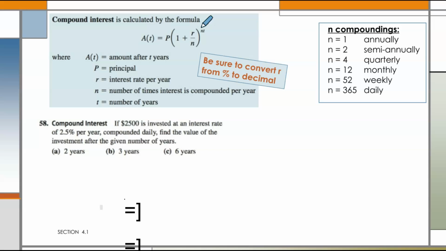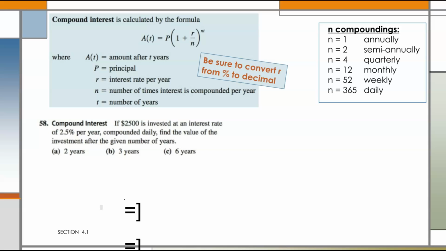Okay, so let's look at our first example. For our first example, we have, if $2,500 is invested at an interest rate of 2.5% per year, compounded daily, find the value of the investment after the given number of years.